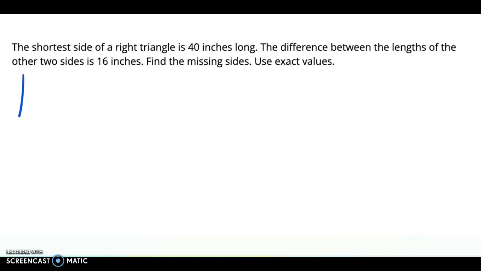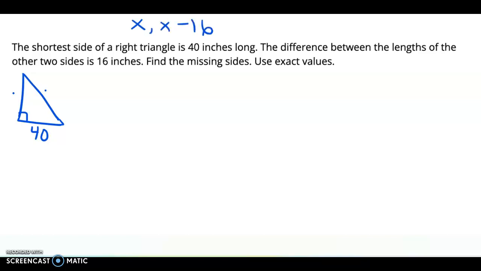So first thing I'm going to do here is draw a triangle. And this is supposed to be a right triangle. We'll call this bottom side the shortest side. It says the shortest side is 40 inches long. We know the difference between these two lengths is 16 inches. So one of them will be x, the other x minus 16.